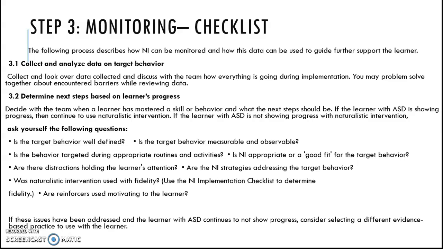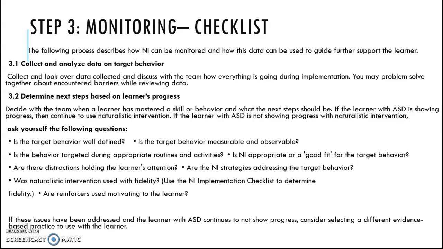So look over the data. Figure out what worked, figure out what didn't work, what were the barriers, and then discuss that with your team. So determine the next steps based on that progress. Do you need to switch up some things? Do you need a different evidence-based practice, such as system of least prompts? Did you model it well enough?